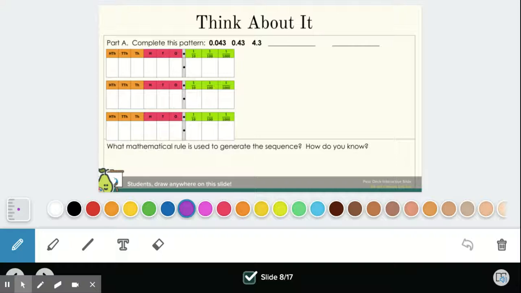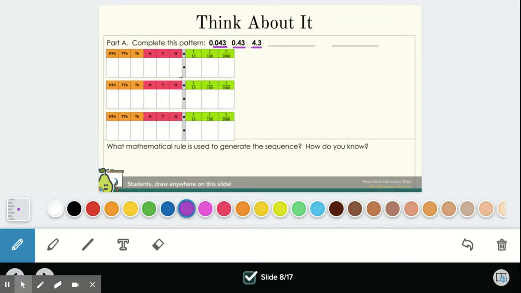All right, scholars, let's take a look at the Think About It. Complete this pattern. We have 43 thousandths, 43 hundredths, and 4 3/10. And then we also want to figure out what mathematical rule is used to generate the sequence. How do you know? All right, so it's a great idea to use this place value chart right here to get a visualization of what is happening.